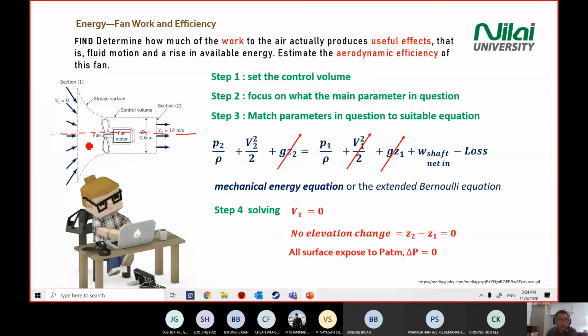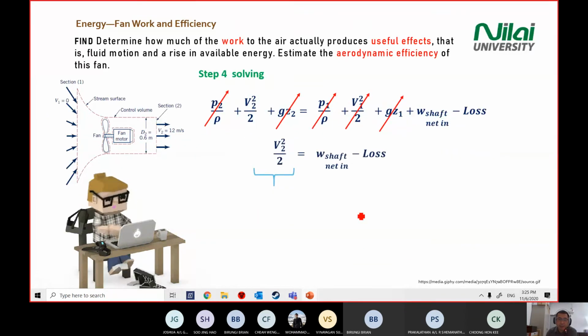All surfaces on both sides, which means 1 and 2, are exposed to atmospheric pressure P atm on both sides, which means we don't have a difference. Delta P here is equal to 0. That means we can take out the P1 and P2 components. So we only have a few components to solve. We simplify this lengthy mechanical energy equation into 3 terms only. Now we rearrange the equation. We only have V2 squared divided by 2 equal to the work from the shaft minus loss.